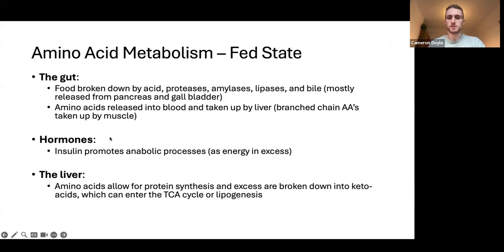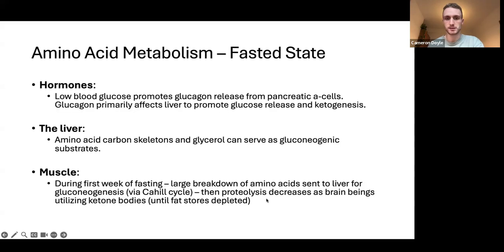Right, amino acid metabolism. This is quite quick. Food's broken down by these enzymes, go into the liver. Hormones will increase those. Insulin will increase those anabolic processes, and those amino acids can be used for protein synthesis. Excess are broken down as keto acids, enter the TCA cycle or lipogenesis.